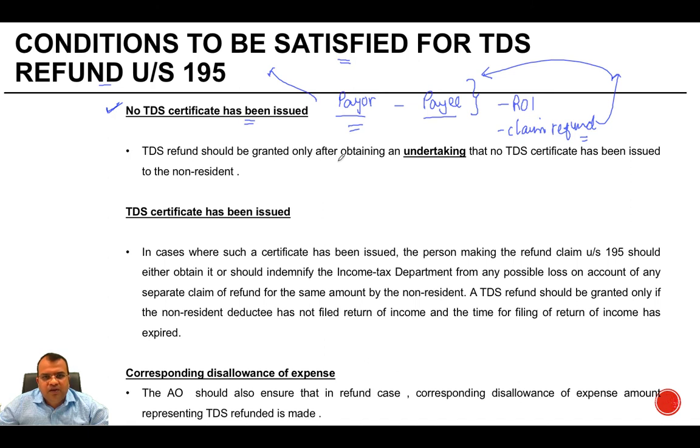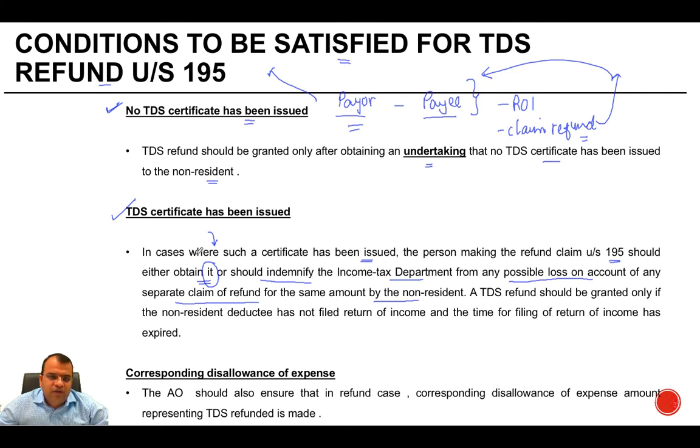TDS refund should be granted only after obtaining an undertaking that no TDS certificate has been issued to the non-resident. But what if such a certificate has already been issued? In cases where such a certificate has been issued, the person making the refund claim under section 195 should either obtain it, meaning he should ask the payee to give such certificate back, or should indemnify the income tax department from any possible loss on account of any separate claim of refund for the same amount by the non-resident.